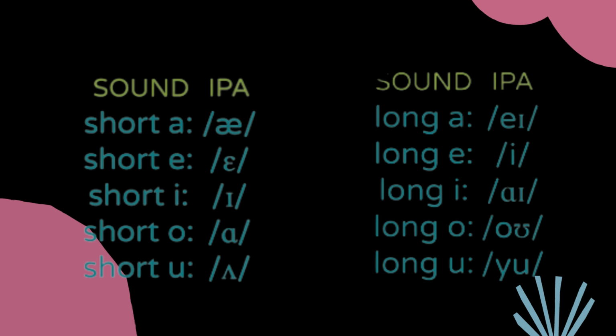How about the long vowel sounds? It's A, just like in cake. E, just like in cheese. I, I for ice cream. O, just like in the word rope. U, as in the word you, in cube.